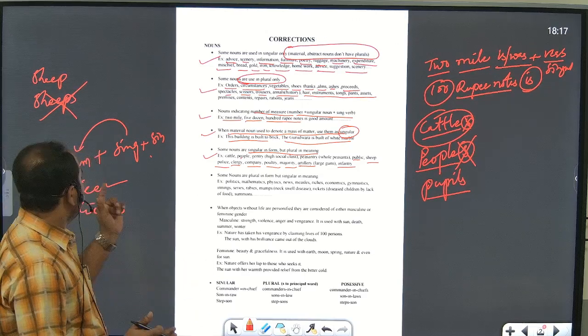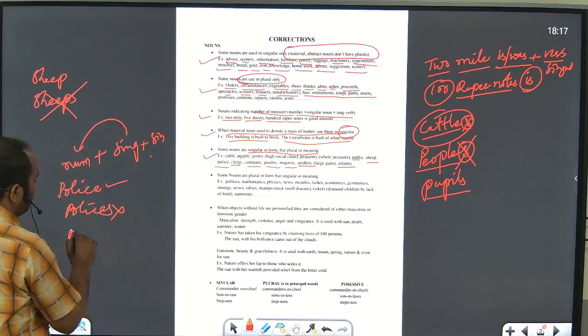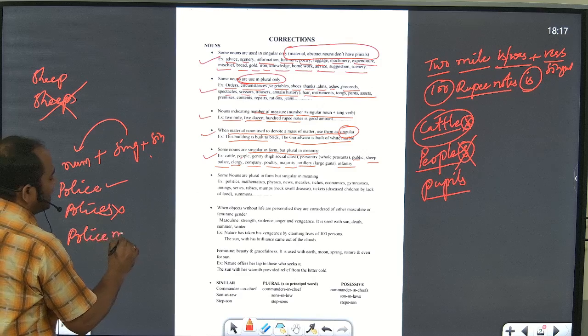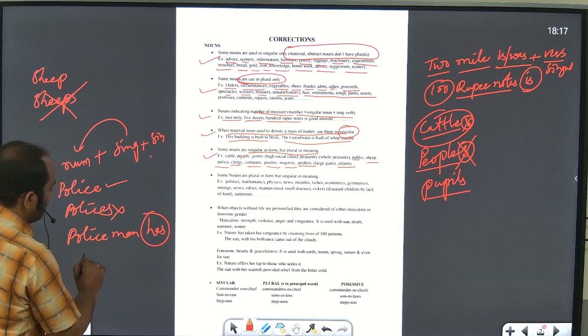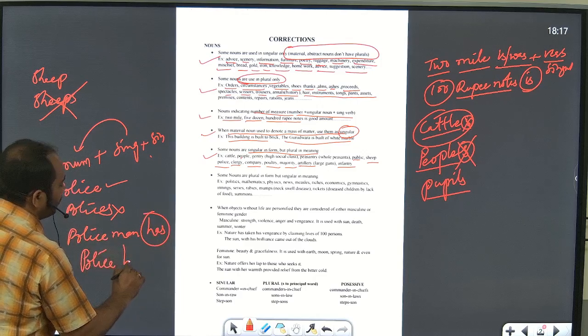So why do I mention that they are plural? Because whenever you get police, generally with policeman I should use has, as it is a singular. But when I use the police, I should use have.